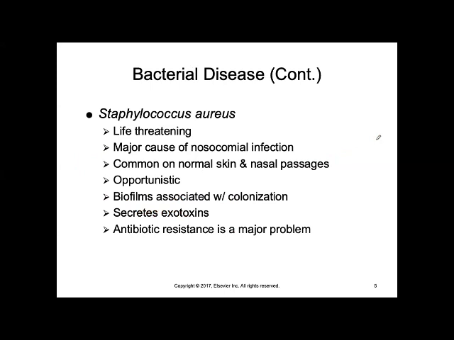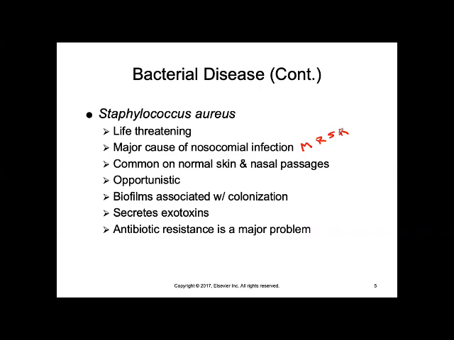An example, right? Staph aureus, which lives on your skin, your mucous membranes. It can be life-threatening. It's a major cause of nosocomial infections in the form of something called MRSA, which is an acronym that stands for methicillin-resistant Staph aureus. It's opportunistic, meaning it likes to take advantage of a weakened immune system.